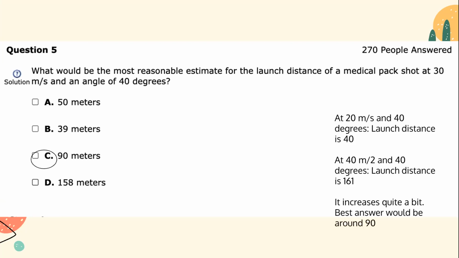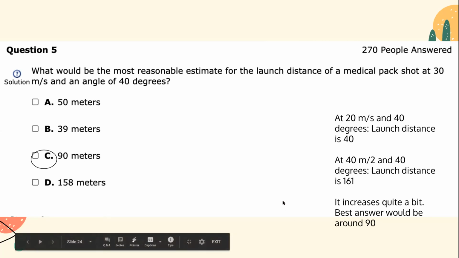Yeah, so this was just kind of guesstimating. I compared the launch distance at 20 and 40. At 20, the distance was 40, and at 40, the launch distance was 161. As you can see, it increases quite a bit from 20 to 40. So around 30, if it's increasing from 40 to 161, it should definitely be somewhere in the middle with a large increase. So 90 would be the best bet here. Does that make sense?